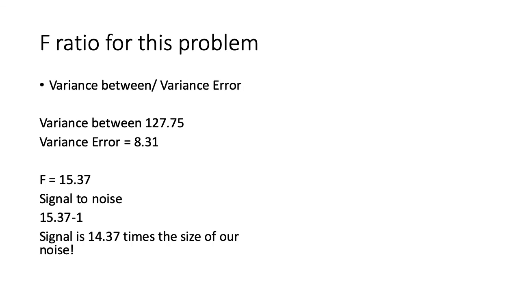So for this problem, all we have to know is our signal to noise ratio for this within subject's design. So it's variance between divided by variance error. Variance between equals 127.75. Variance error equals 8.31. 127.5 divided by 8.31 is 15.337. Our signal to noise ratio is 15.37 minus 1, so our signal is 14.37 times the size of our noise. That's everything we know. This is the concept of the F ratio.